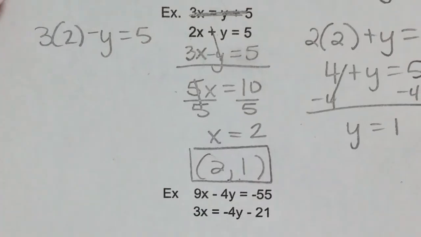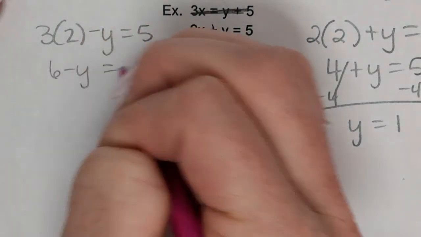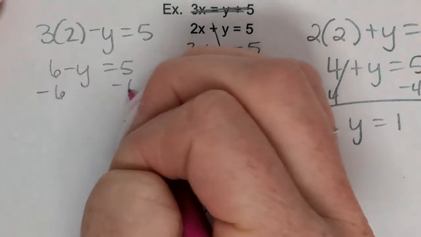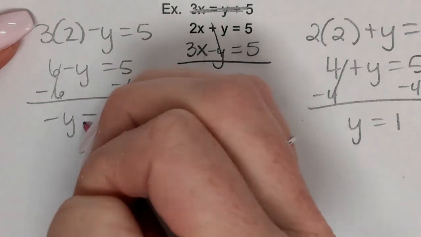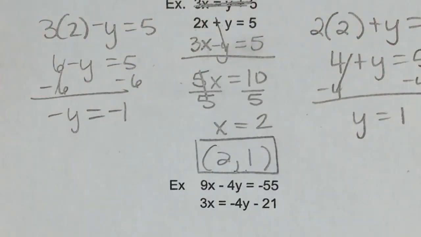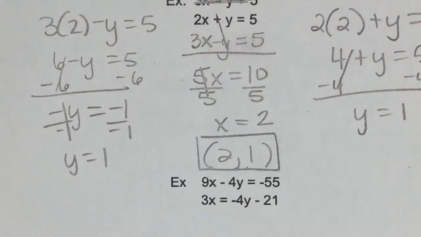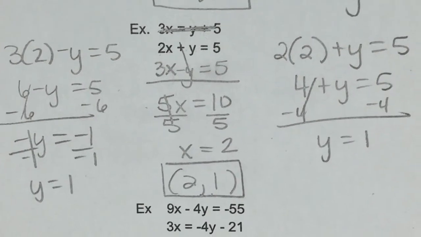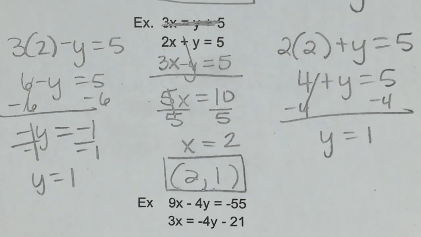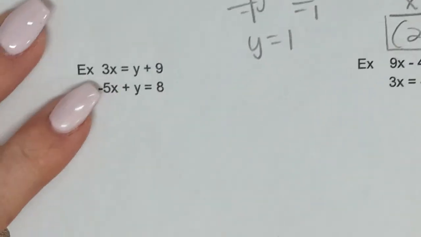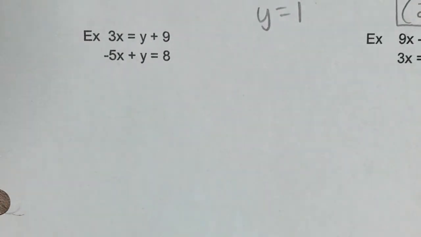So 3 times x, 3 times 2, minus y equals 5, yes? All right, that's 6 minus y equals 5. So minus 6, and I get negative y equals negative 1. Then I have to divide by negative 1, and the value of y is positive 1. Doesn't matter which equation I use, you're going to get positive 1. Good? All right, y'all try this one on your own. What are you going to have to do first? Rearrange.